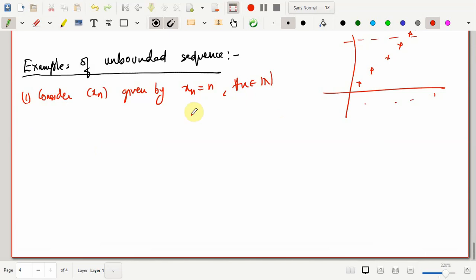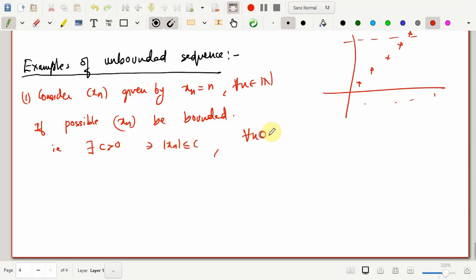Okay, so as I made it very clear through this geometrical view, I would write down the proof for this. I would show that this is unbounded using contradiction. So if possible, let xn be bounded. So we expect to get the contradiction. That is, there exists C positive such that mod of xn is less than or equal to C for each n belongs to N. I'll write down explicitly what is xn. Mod of n is less than or equal to C for each n belongs to N.